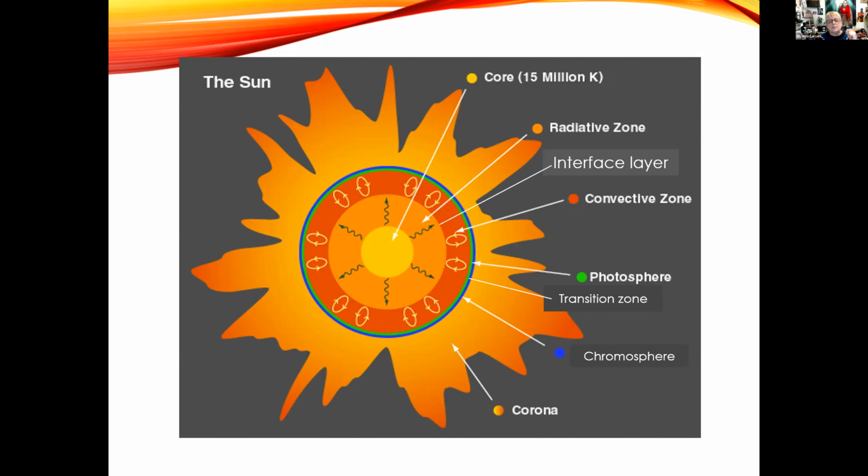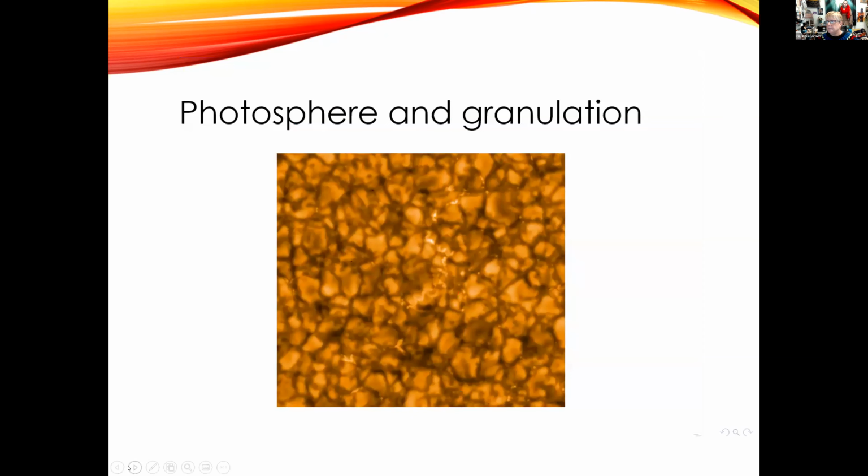The chromosphere is a pinkish reddish layer, which gets its color from the hydrogen alpha line. And if you see a total solar eclipse, you can see the final layer of the sun, the crowning glory of the sun, the corona. So here is an actual photograph of the photosphere, and you can see what looks like bubbles boiling on the sun. This is what we call granulation. The brighter areas are the hotter gas rising, the cooler is darker, and that's the material that's sinking.